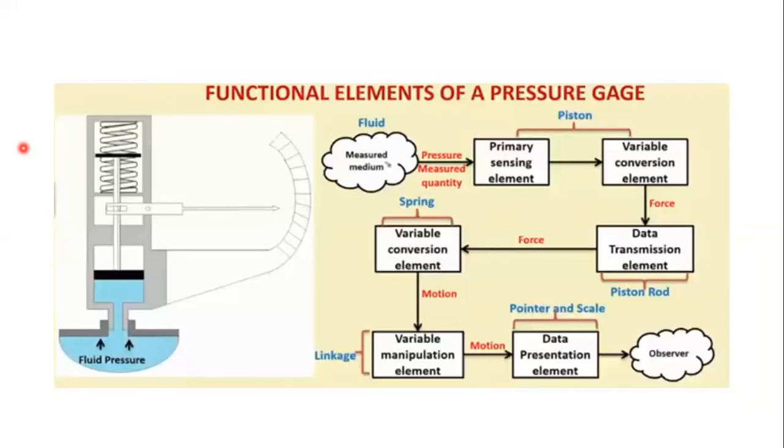So it's a device or instrument used to measure the pressure of a fluid. So our unknown quantity is fluid pressure. We have to measure the pressure. What is the pressure value of this fluid present in this chamber? So this is our unknown quantity. We know that the first stage of an instrumentation system is the primary sensing element. So the pressure measured quantity is given to that primary sensing element.